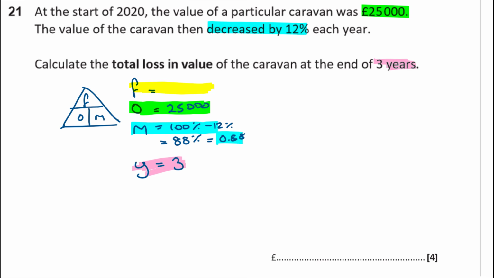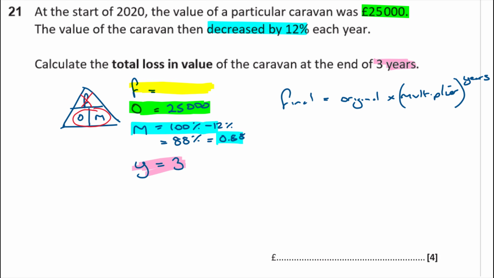So just as before, if we're finding the final, cover that one up, it tells me what to do with the other two. So my final amount is equal to the original amount times the multiplier. But what's different about the repeated percentage change questions is then you take that multiplier and you raise it to the power of the number of years, because you're applying that percentage change over and over again. You're multiplying by 0.88 and another 0.88 and another 0.88, which is the same thing as multiplying by 0.88 to the power of 3.